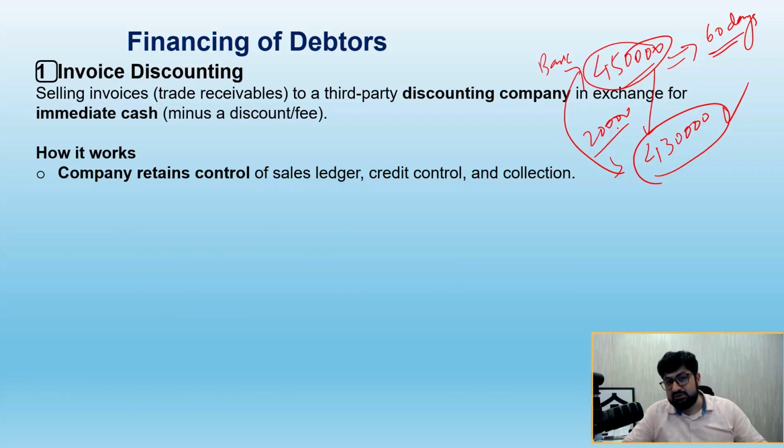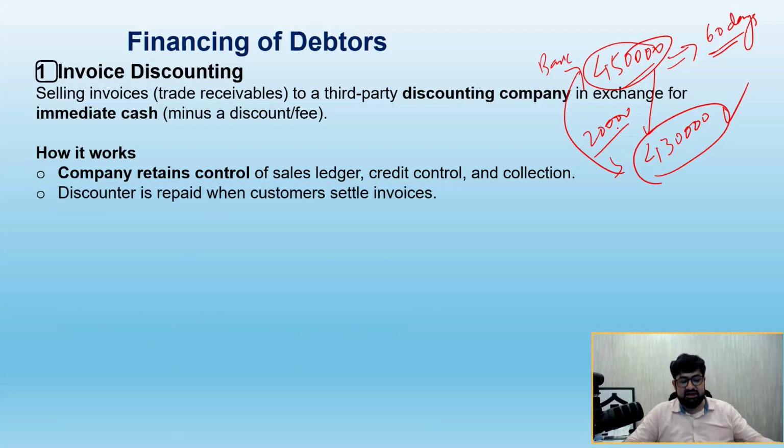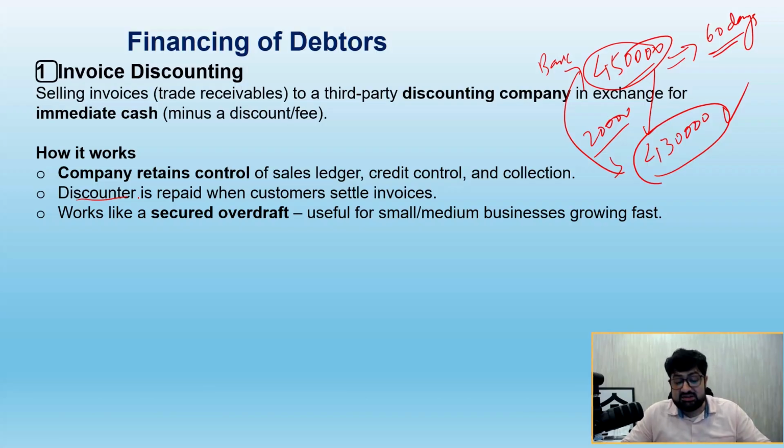So now the benefit here is that the company is retaining control of the whole process. They retain the sales ledger, credit control, and even collection from the customer, the receivable, will be done by the company itself. The discounter is repaid when the customer settles invoices. Means in 60 days, our customer will pay us and we will pay the bank. The bank is the discounter, discounting the invoices for us. And it works like a secured overdraft, so the bank's 430,000 is secured on invoices of 450,000.